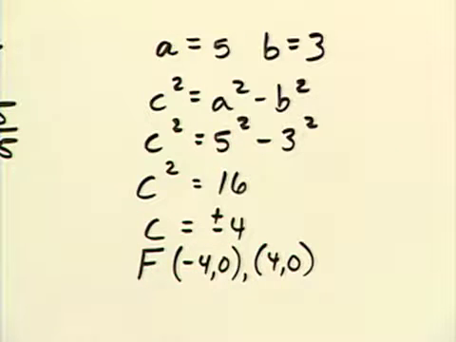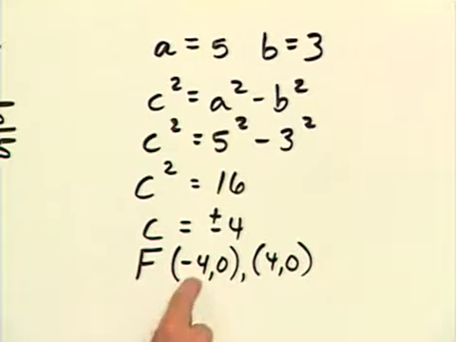We use c to get our foci. Our foci would be (-4, 0) and (4, 0). They will be 4 units to the left and to the right of the center of our ellipse. And since our ellipse is centered at the origin, our foci are (-4, 0) and (4, 0).